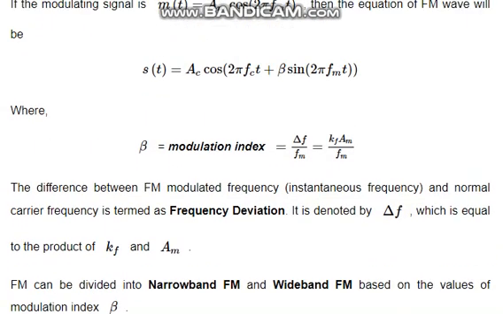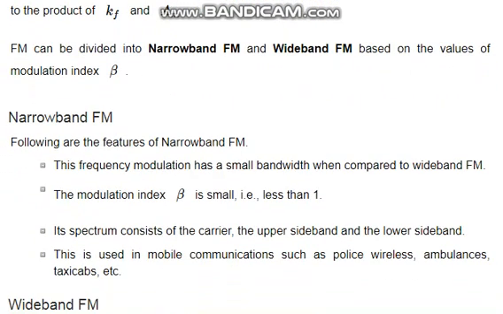Now we will go through the difference between the FM modulated wave, that is the instantaneous frequency, and the normal carrier frequency, which is termed the frequency deviation. So what is frequency deviation? The difference between the FM modulated frequency fm and the normal carrier frequency fc, fc minus fm, is equal to fd or del f. The difference from the normal carrier is termed the frequency deviation. It is generated by del f, which is equal to the product of kf and Am, the multiplication of the two.